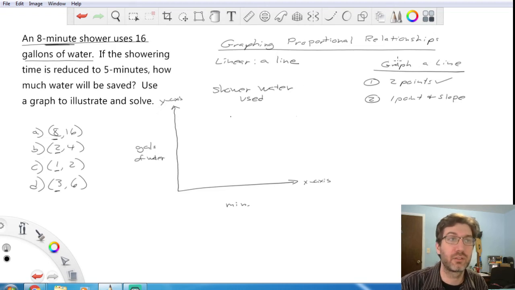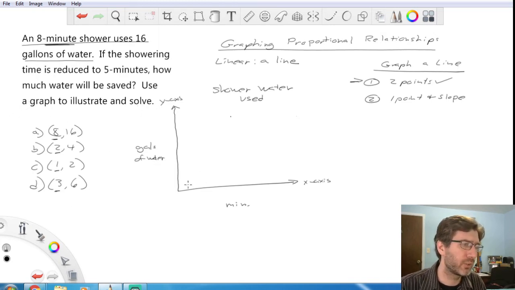Yes, Eli, to graph a line, you need one of these two. You can either have 2 points, or you can have 1 point and the slope. Here, we're more focused on having 2 points. I have 4 points here. I really only need to graph 2 of them in order to solve this, but we're graphing all of them.